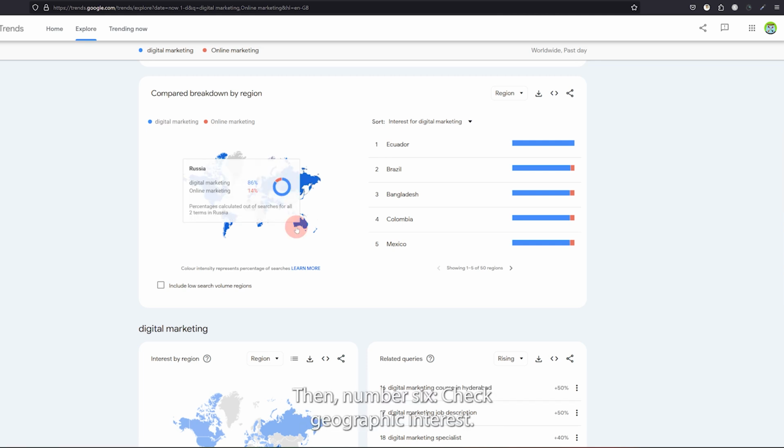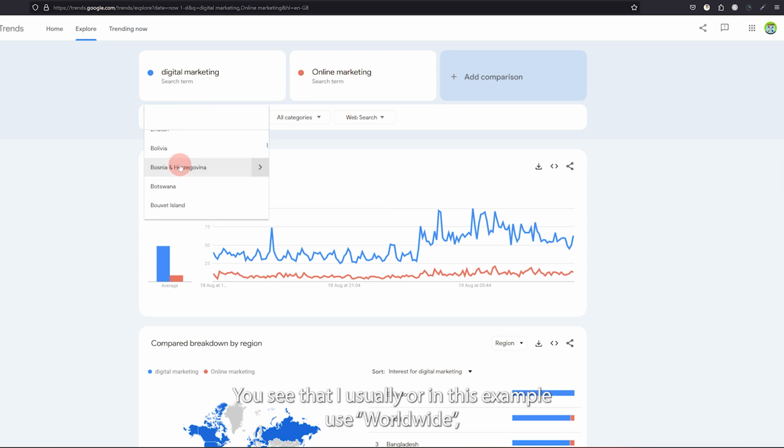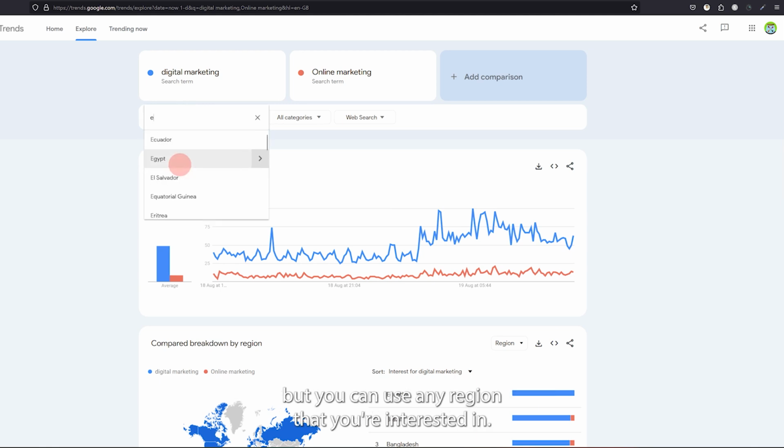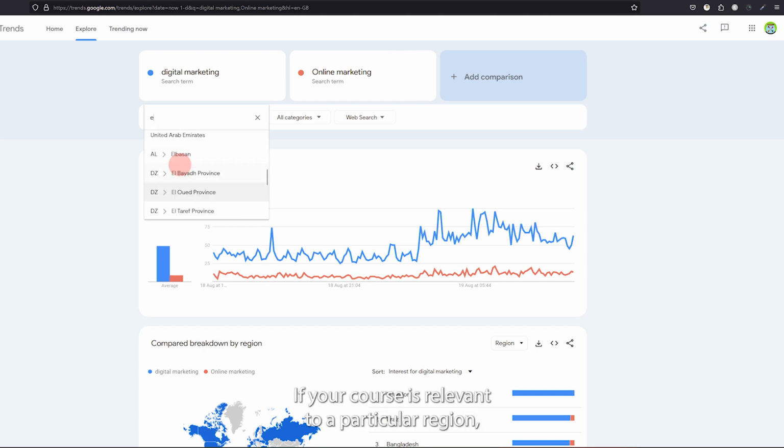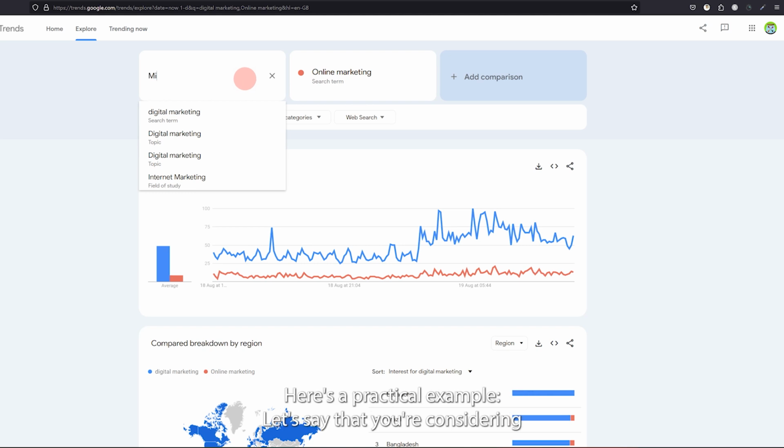Then, number 6, check geographic interest. Scroll down further to see the interest by region map. This shows you where people are most interested in your topic. You see that I usually, or in this example, use worldwide, but you can use any region that you're interested in. If your course is relevant to a particular region, this information can help you tailor your marketing efforts as well.